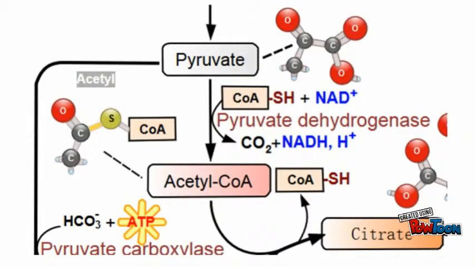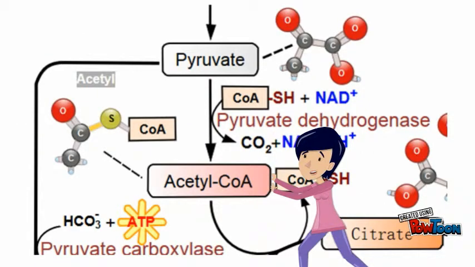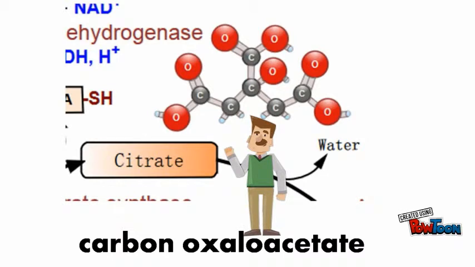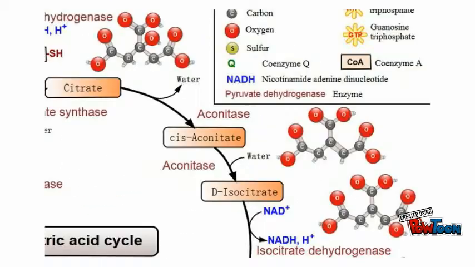Pyruvic acid plus CoA plus NAD+ becomes acetyl-CoA. The CoA is combined with oxaloacetate to form a 6-carbon molecule called citrate. The citrate is converted into isocitrate by losing and regaining a water molecule.